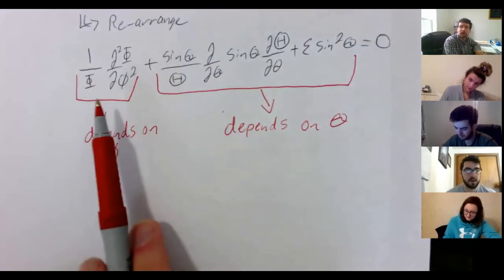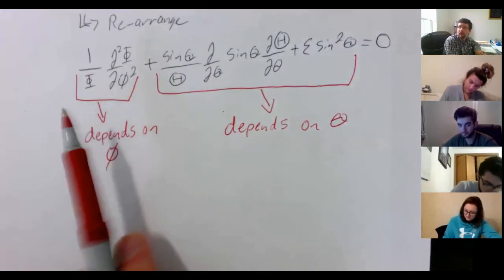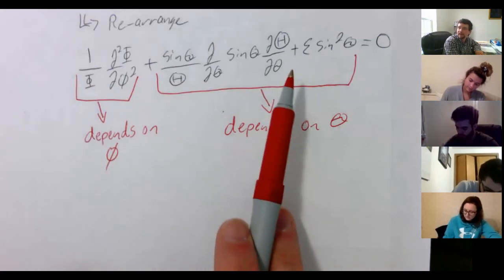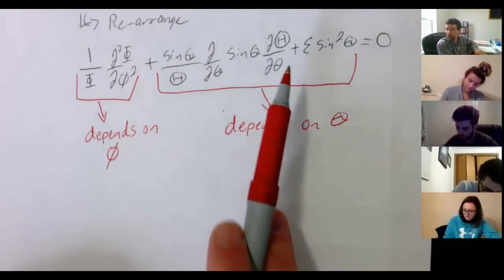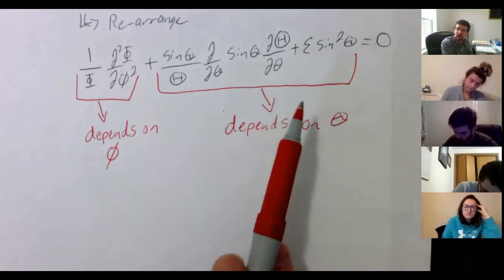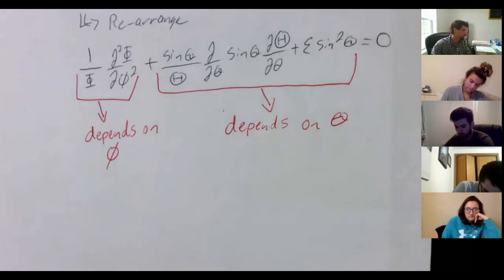This one we've done already. That was with the particle on a ring. Now we've got to worry about this guy. So next time, that's what we're going to do. We're going to look at solving this differential equation. Okay?